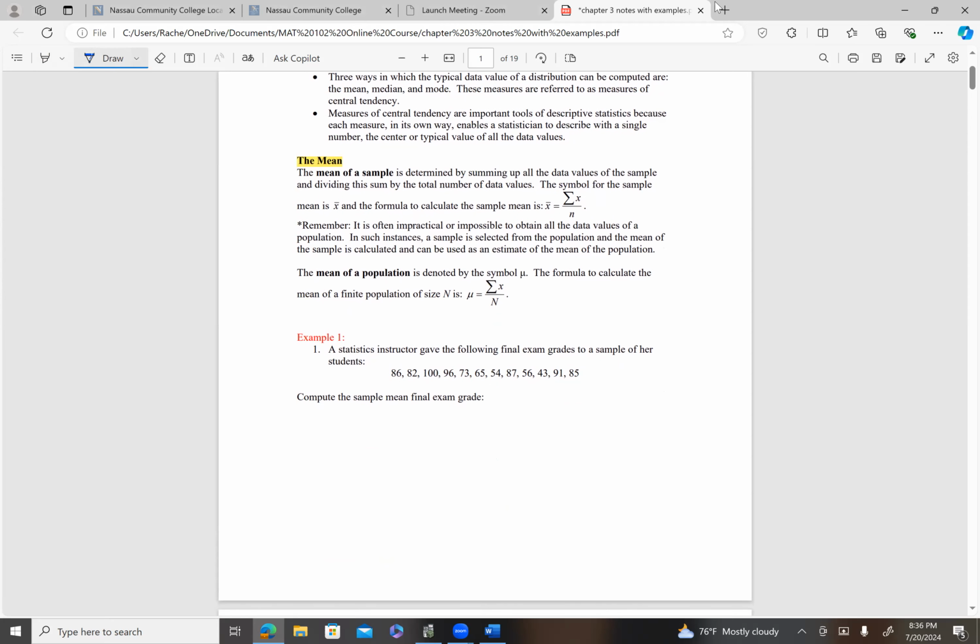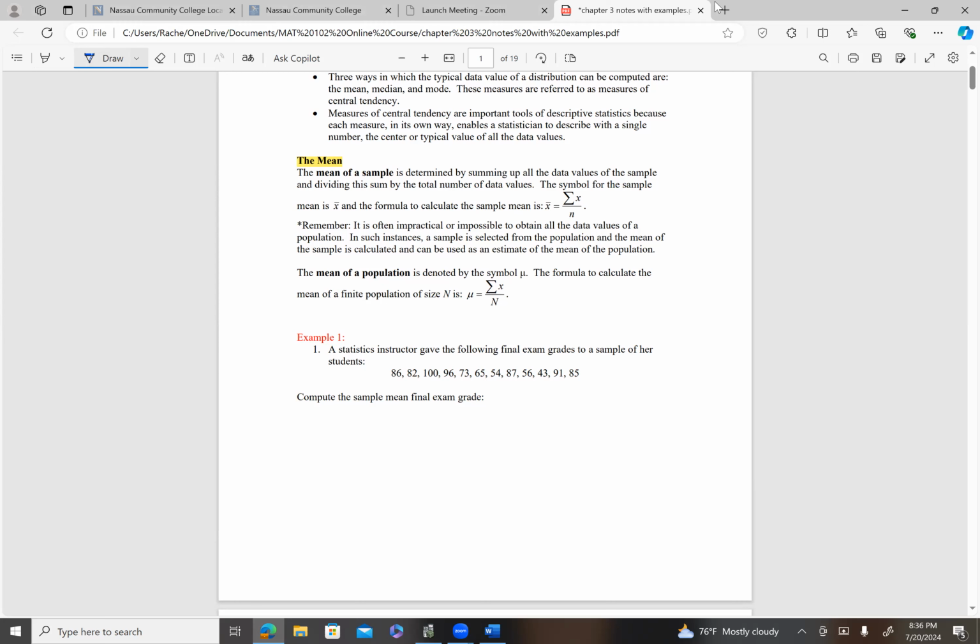The mean of a sample. So first we're going to assume sample, then we'll talk about population. The difference isn't in the formula. The formula is the same, as you'll see, but there are different symbols. So you're also going to be introduced to new symbols in this chapter. So the sample mean is determined by summing up all the data values of the sample and dividing the sum by the total number of data values.